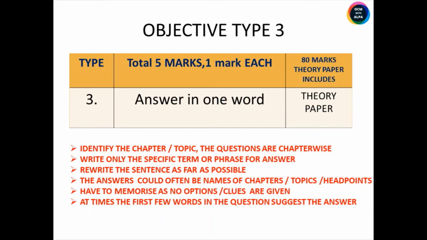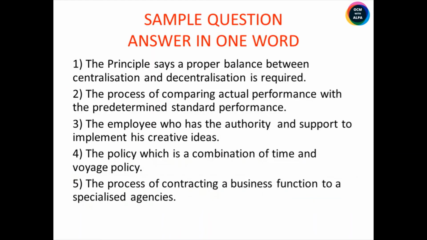And you will find that the first few words of the question will suggest the answer to you, perhaps. So we take a sample question here, and you will see the sentence like "The principle says a proper balance between centralization and decentralization is required." As we see, the first two words are suggesting something to you. Here it is direct, and we understand that they're talking about the chapter of principles of management, and this principle that they're talking about is nothing but the principle of centralization.